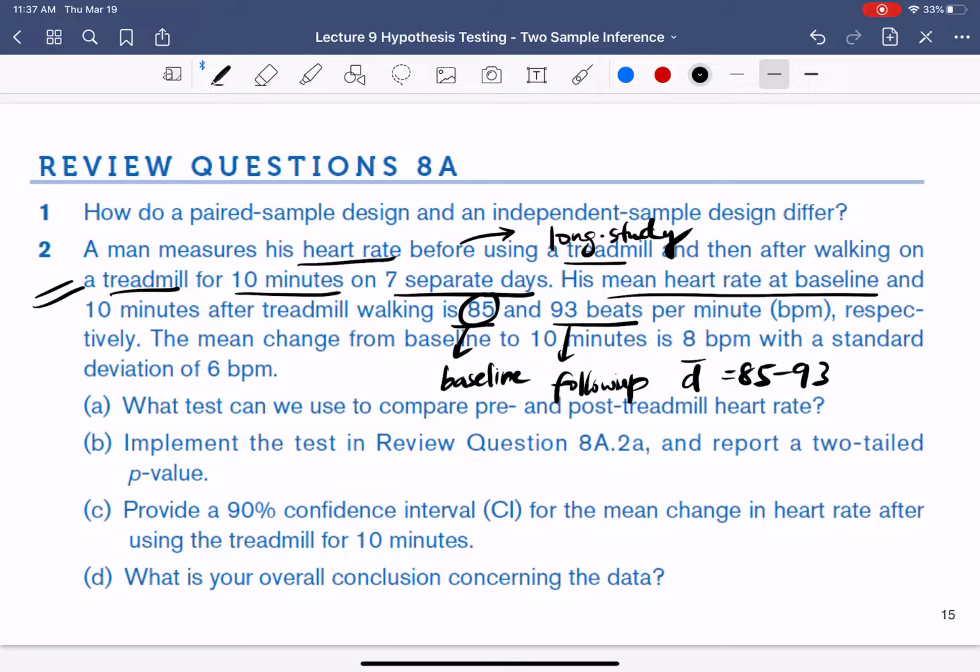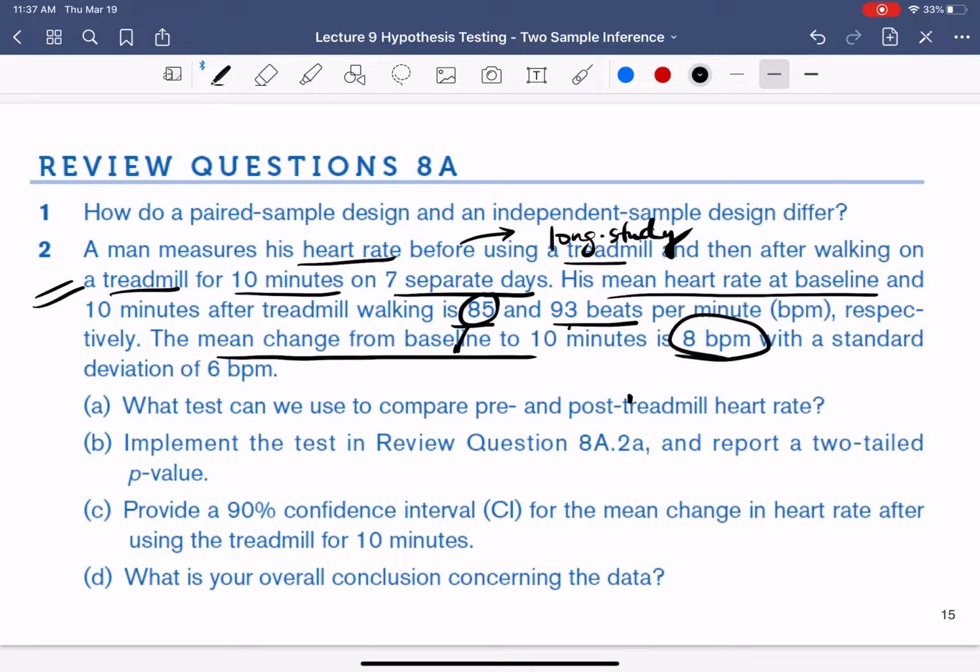Now the mean change from baseline, they have given the data already, so you don't need to calculate this D bar. So the mean change from baseline to 10 minutes is 8 BPM. So this is D bar, and the standard deviation is 6 BPM. So this is SD. And because he has taken it on 7 separate days, he will have 7 different measurements. So N becomes 7. Now use this data and calculate the p-value.